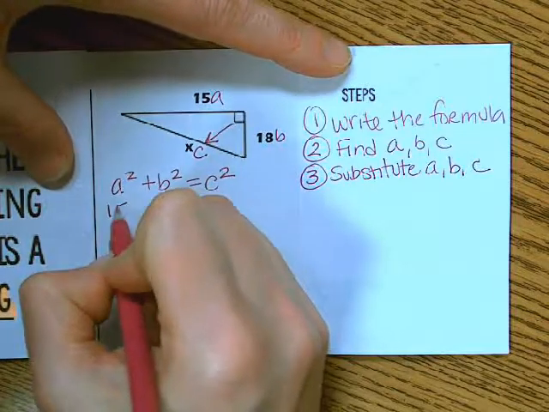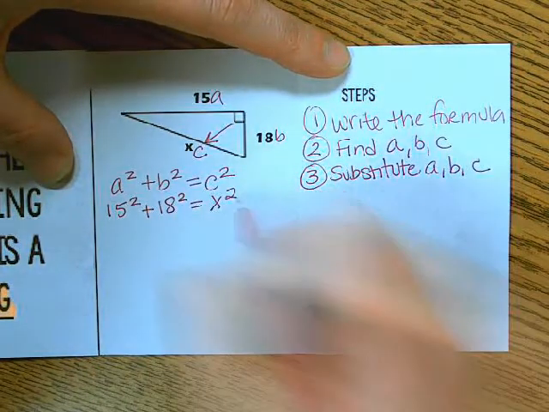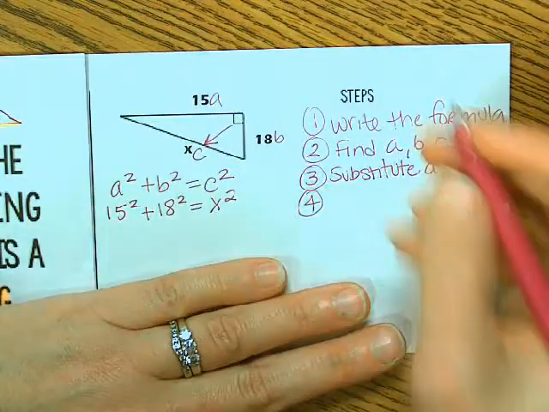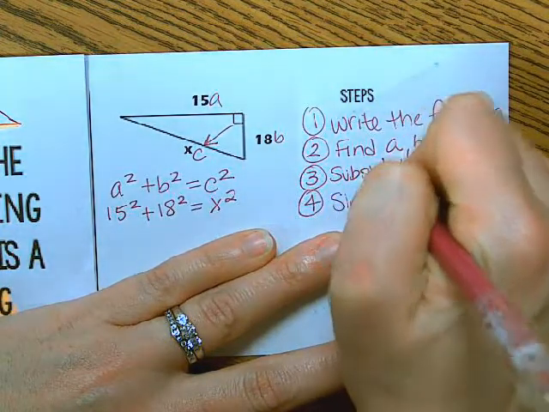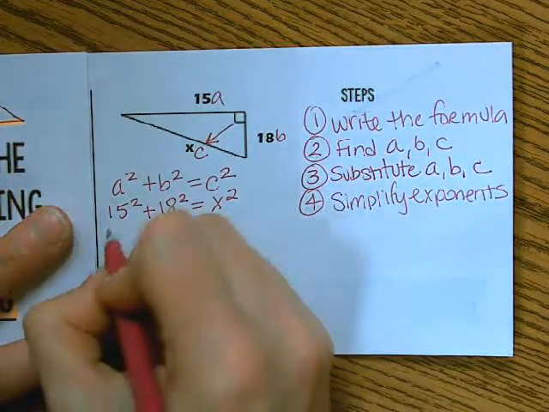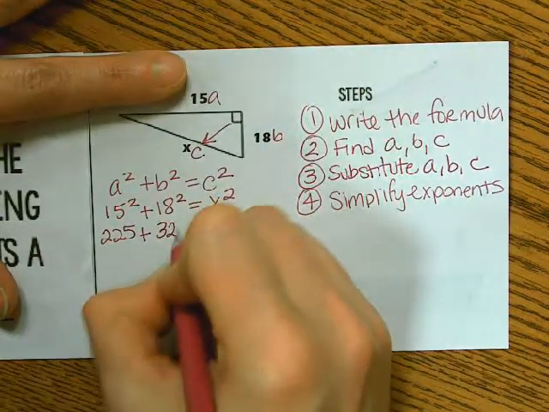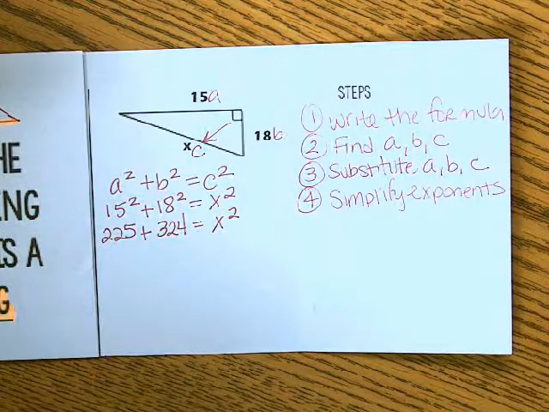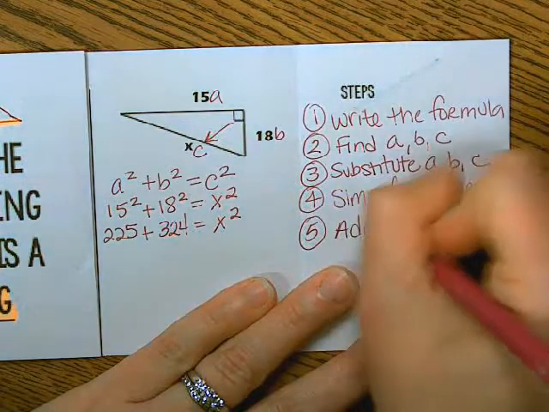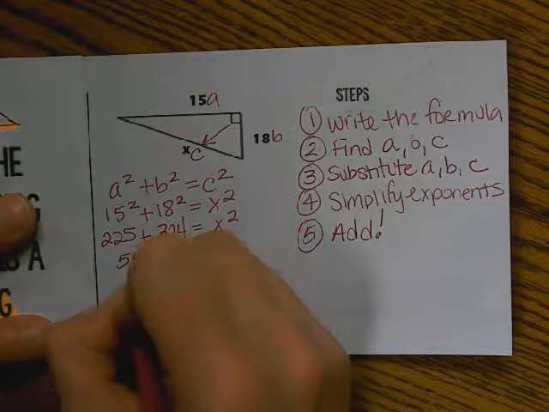So A is 15, so 15 squared. B is 18, so 18 squared. C is x, so x squared. Step 4, you're going to simplify exponents, remember? So 15 squared is 225, 18 squared is 324, and we can't simplify x squared. So what do you think we do next? This time we're going to add. 225 plus 324 is 549.